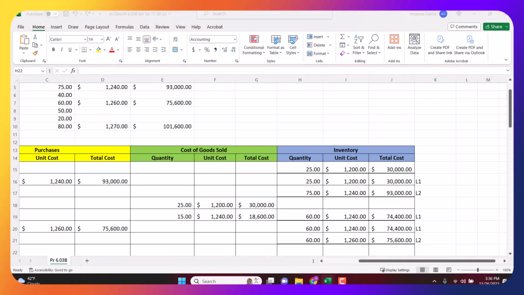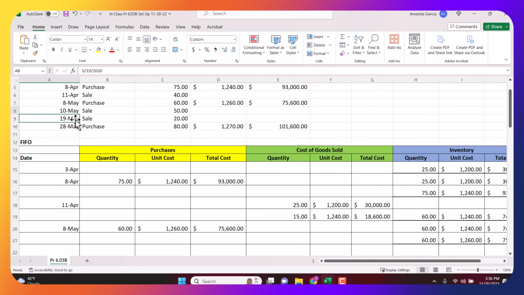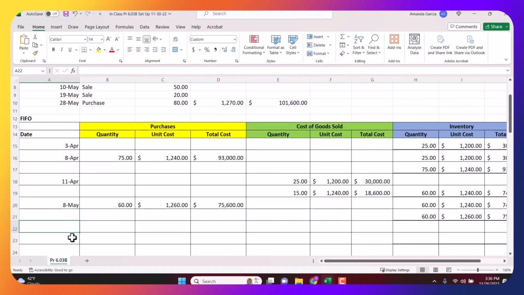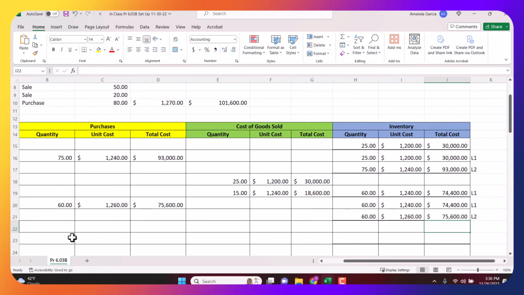So now we have 120 units in inventory. Now we're going to sell something on May 10th. So I'm scrolling right down here. May 10th. We are going to sell 50 units. Okay. So I'm looking at my inventory.